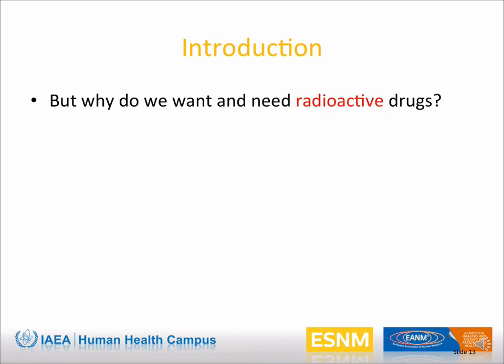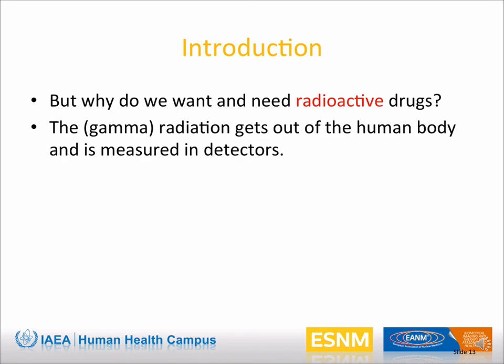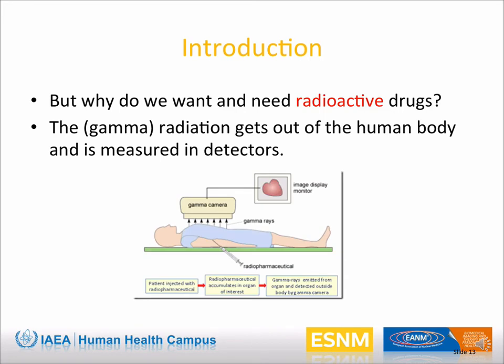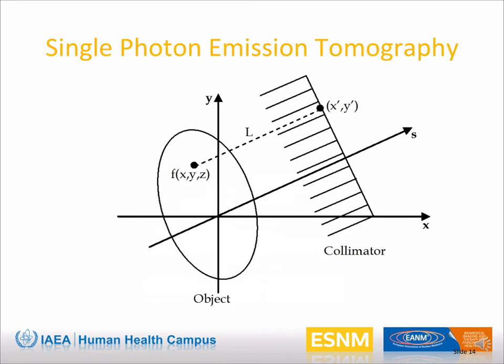But why do we need and want radioactive drugs? The gamma radiation gets out of the human body and is measured in detectors. So first we inject the patient with radiopharmaceutical. We wait until it accumulates in the organ of interest. And the gamma rays that are emitted, you can see, they go to the camera and they create an image so the doctor can see how the patient is doing.